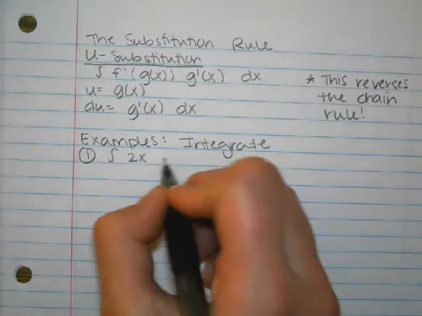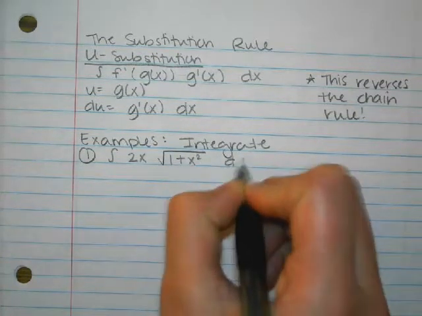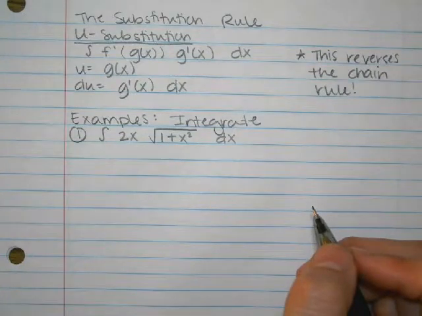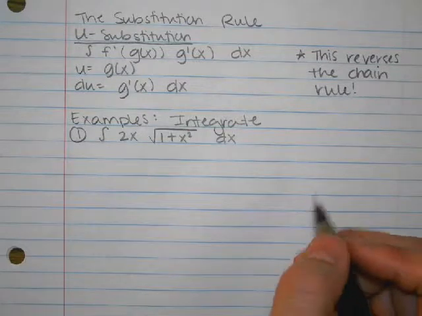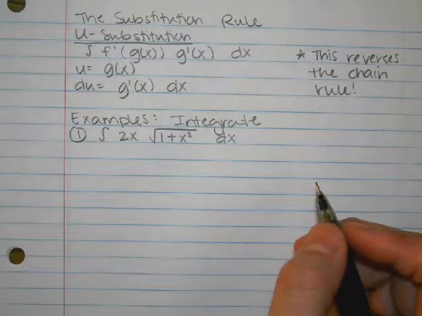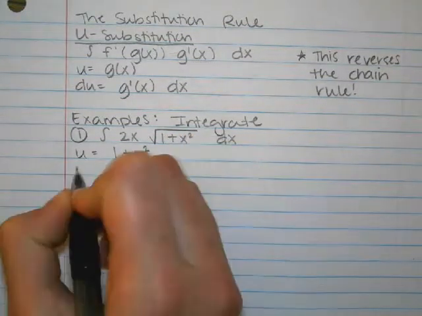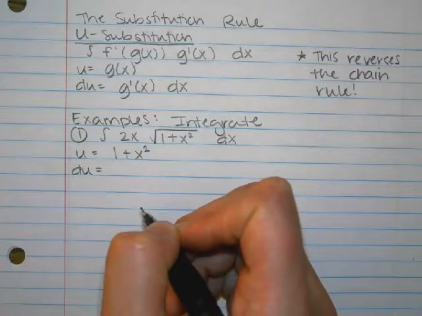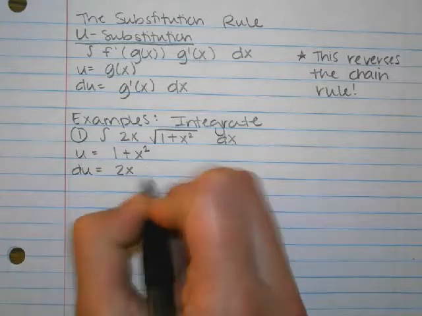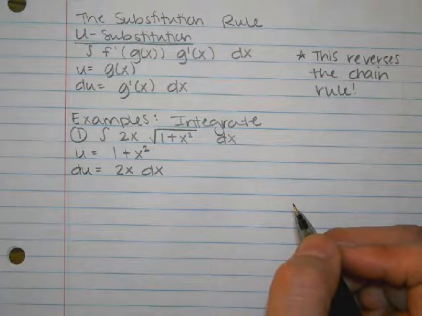So this first one is going to be 2x times the square root of 1 plus x squared dx. So which part of that looks like it's the inside? Yeah, the 1 plus x squared is the thing that's inside something. So we're going to say that u for U-substitution is 1 plus x squared. So if that is the inside, what is the derivative of the inside? 2x, yeah. And do you guys see that in the problem? Do you see a 2x in the problem? Yes. Okay, so that means that we do have it. It does show up in the problem.